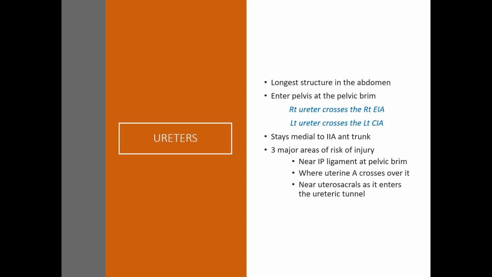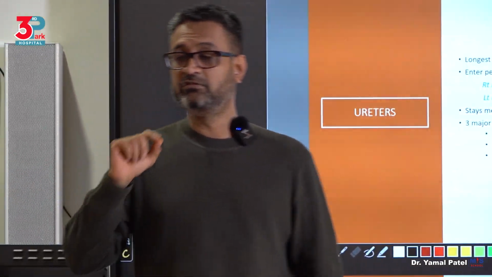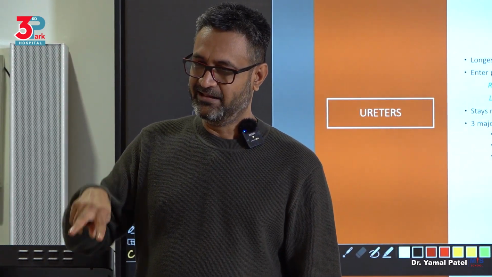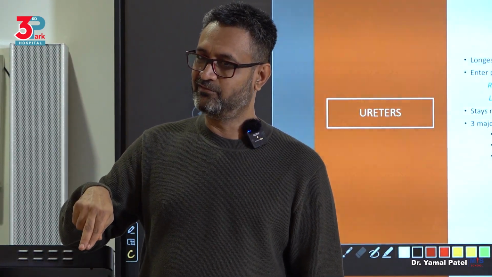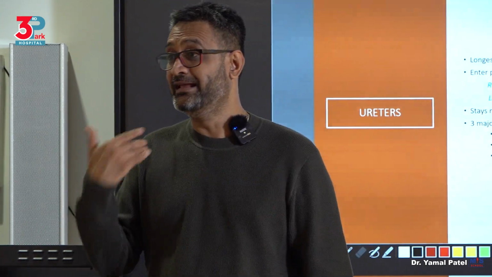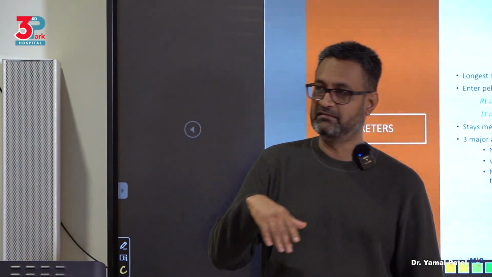There are 3 or 4 major areas of injury in the ureter. Number 1, near the IP ligament as it's crossing over. So if you are doing a total abdominal or laparoscopic hysterectomy with bilateral salpingo-oophorectomy, which means you're also removing the ovaries, then you'll have to cut the IP ligament. If you're not careful, that's where you hit it. If you're too high up, you will hit the ureter at the IP ligament, where it's now crossing over the vessels. Got it?